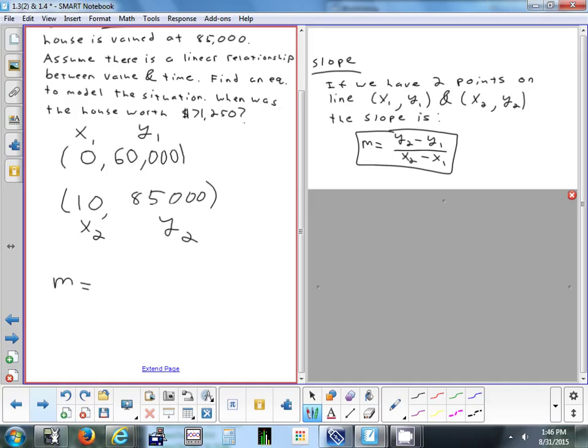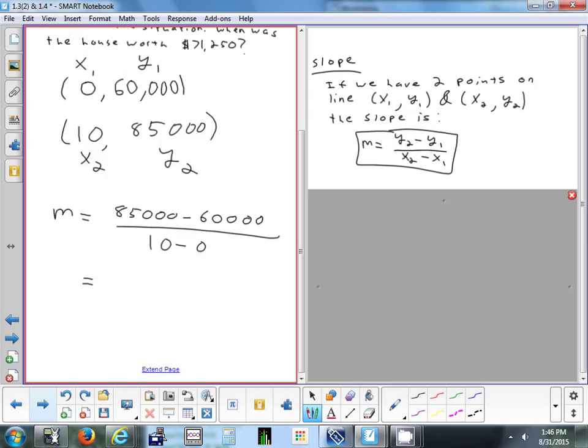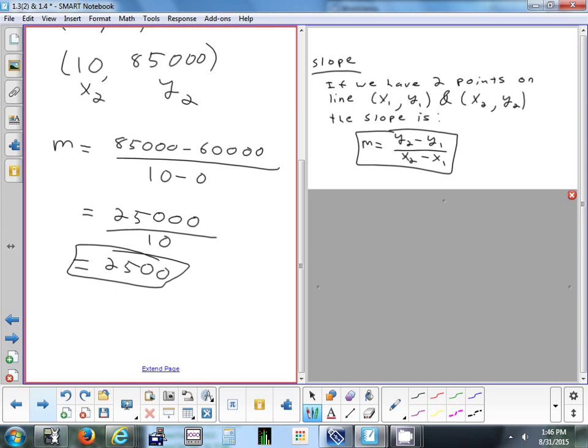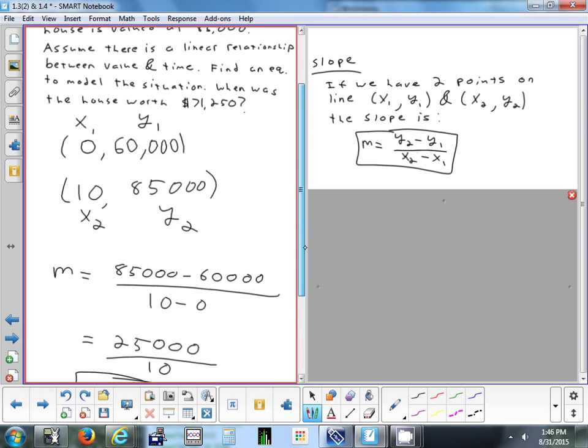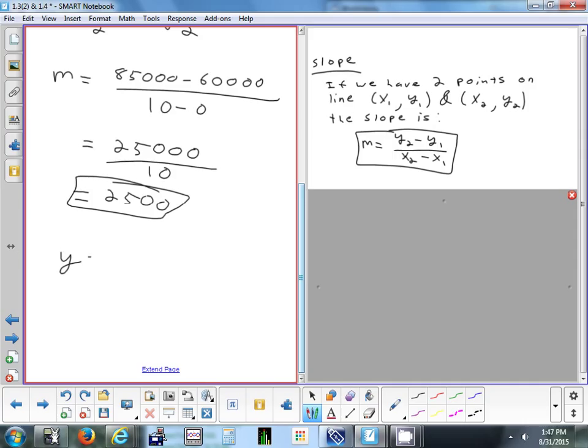This is like x1, y1, x2, y2. We can plug it in, and we can find the slope. Okay, so that's 85,000 minus 60,000. It's y2 minus y1 over 10 minus 0. It's 25,000. Divide by 10 is how much? 2,500. Good. So there's my slope. And my y-intercept, 60,000. That's where it would cross the y-axis. So if I wanted the equation of this, the value for this house, 2,500x plus 60,000.